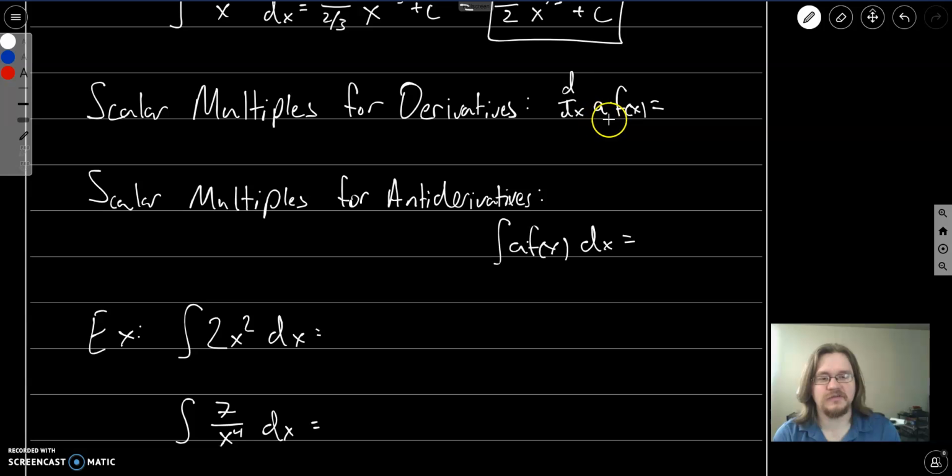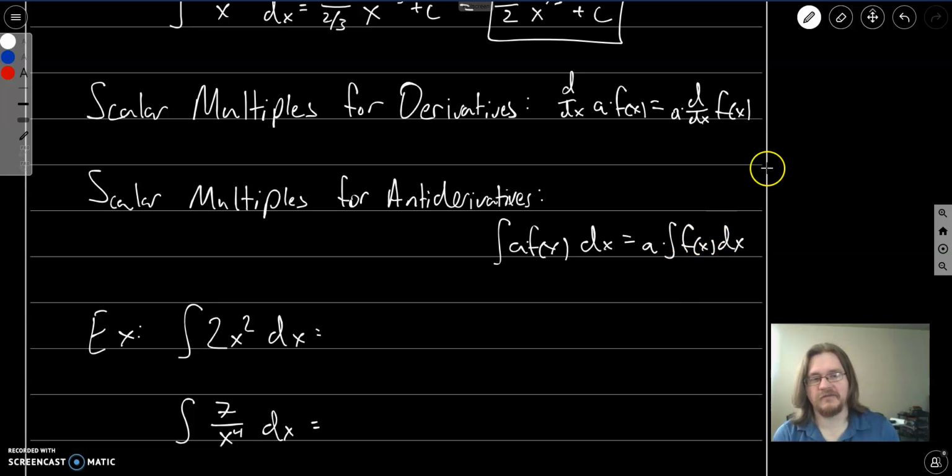So if I take the derivative of something with a constant out front, we can just pull that constant out. And it turns out that if we can do this for derivatives, this definitely means that we can do this also for antiderivatives. So we can pull a constant out of an antiderivative. If I'm taking the antiderivative of a times a function, it's just going to be a times the antiderivative of that function.